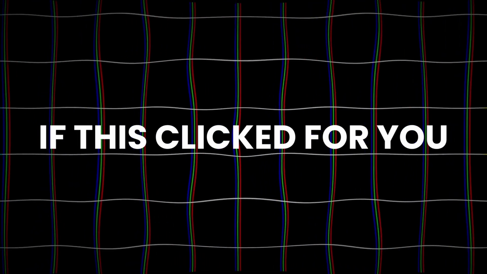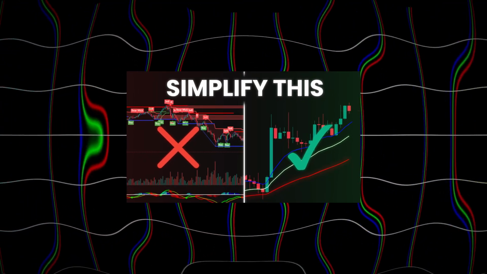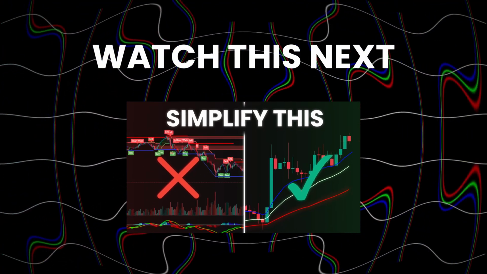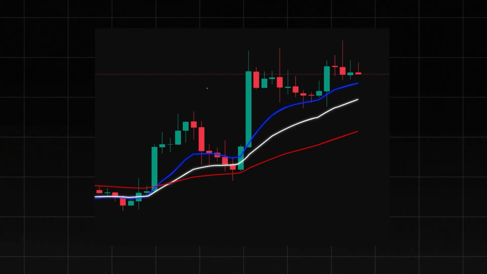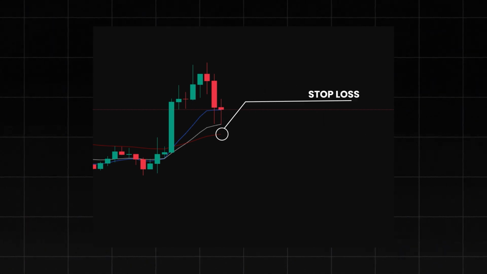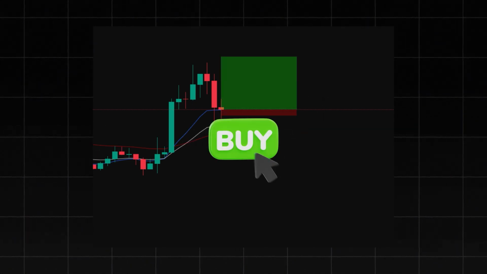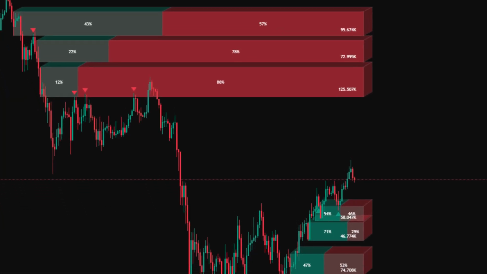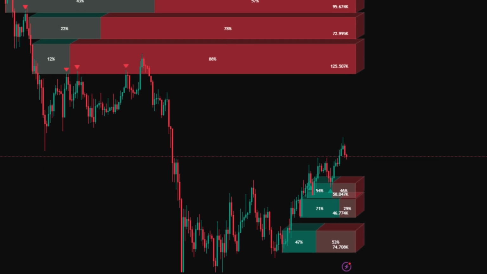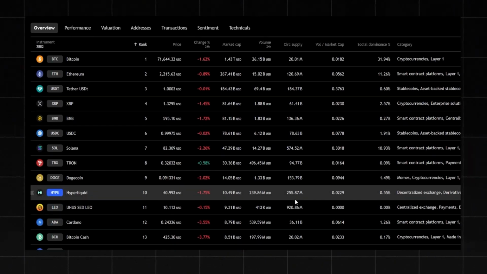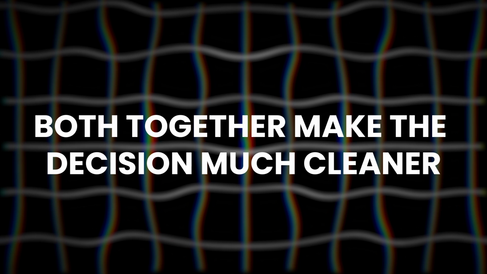If this clicked for you, the next thing worth watching is the video on the triple EMA setup. That one covers how to use the 11, 21, and 51 EMAs together to read trend direction, time entries, and set stop levels, all using a single indicator. It pairs well with what you just learned because the order block gives you the zone and the EMA structure gives you the trend context around it. Both together make the decision much cleaner.